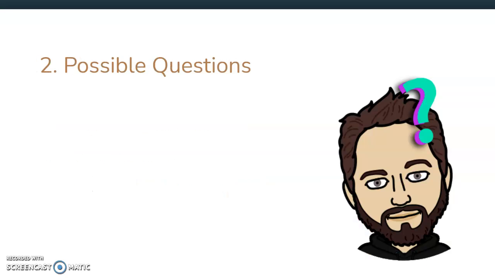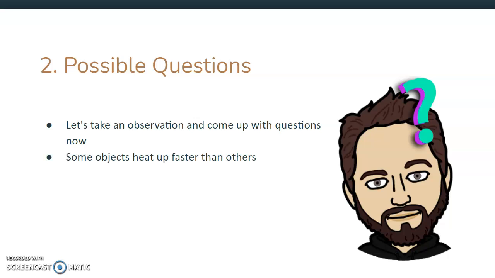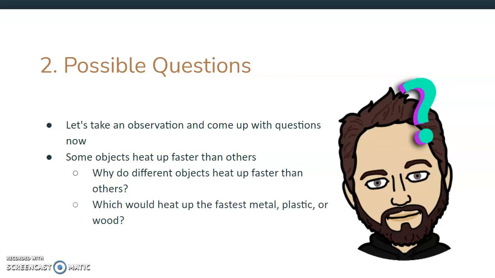Some of these observations that I'm making lead to possible questions. That some objects heat up faster than others is the observation we're going to be trying to test today. Here are some questions that I have, at least. I'd encourage you to pause the video or think of your own. Some of the ones that I came up with were: why do different objects heat up faster than others? Or which would heat up the fastest, metal, plastic, or wood? I like the first one because it's asking the question why. But our second question is a lot better because it's more specific. When we're doing science, we want to be very specific. We want to have our questions very direct, very testable questions. And then we also want to be able to measure things.